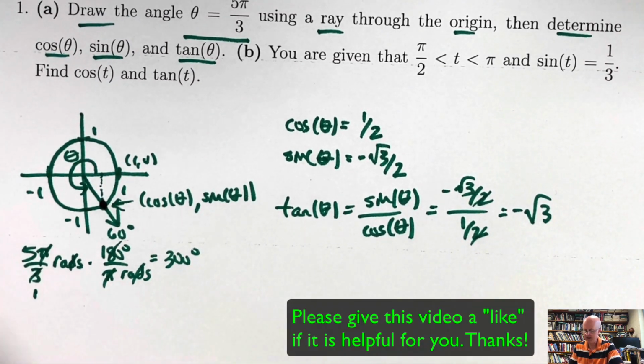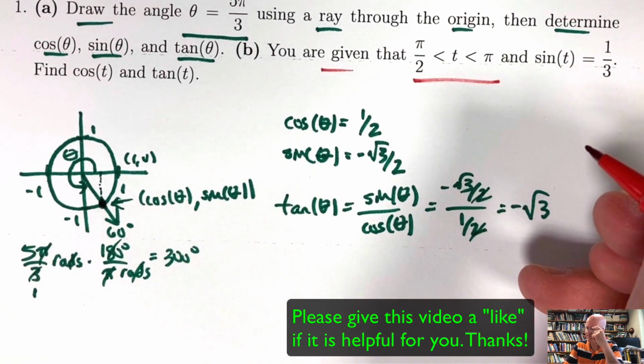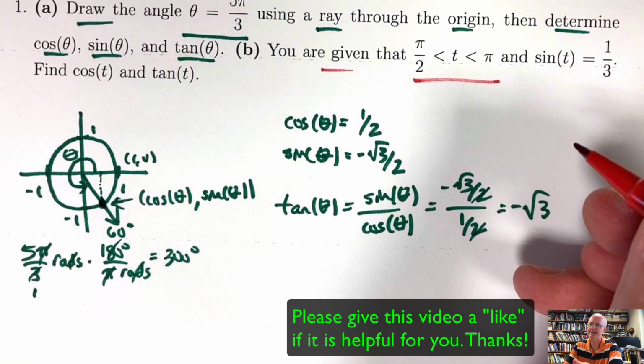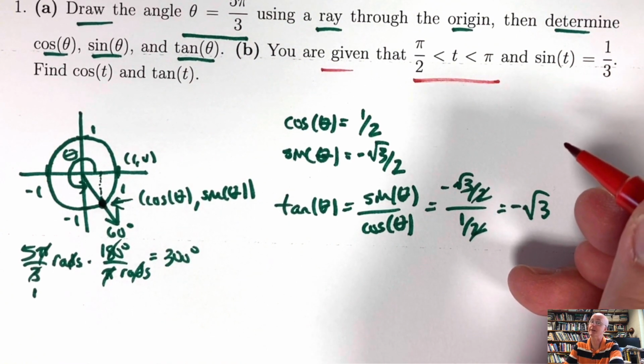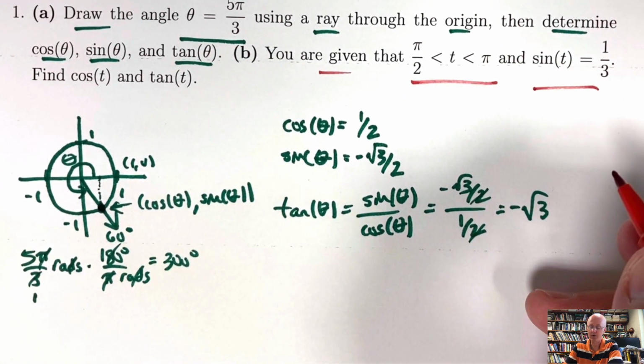Part B, you are given that t is between pi over 2 and pi. Now, you're not told that t is an angle, but you can think of it as an angle if you want, and that is helpful. You're also told that sine of t is 1/3.